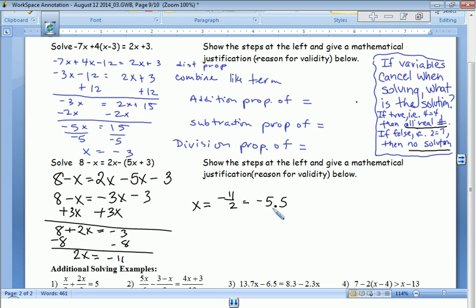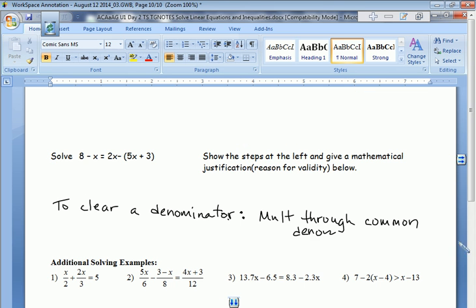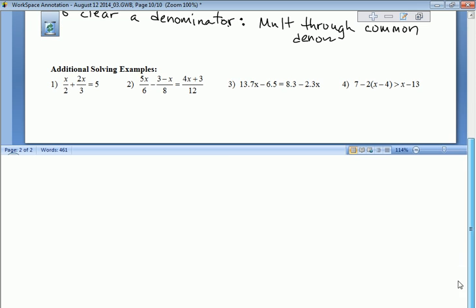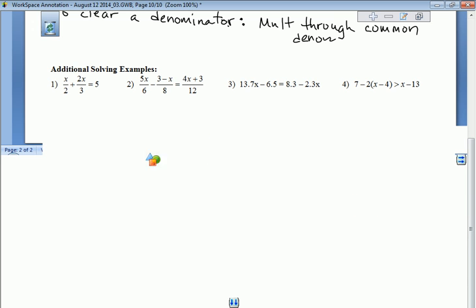Okay, how'd you do? All right, so what we did was the distributive property. We combined like terms. I chose the addition property of equality, followed by the subtraction property of equality, followed by the division property of equality. All right, the last thing we're going to look at is some equations that are a little more interesting, and I really like these. Okay?